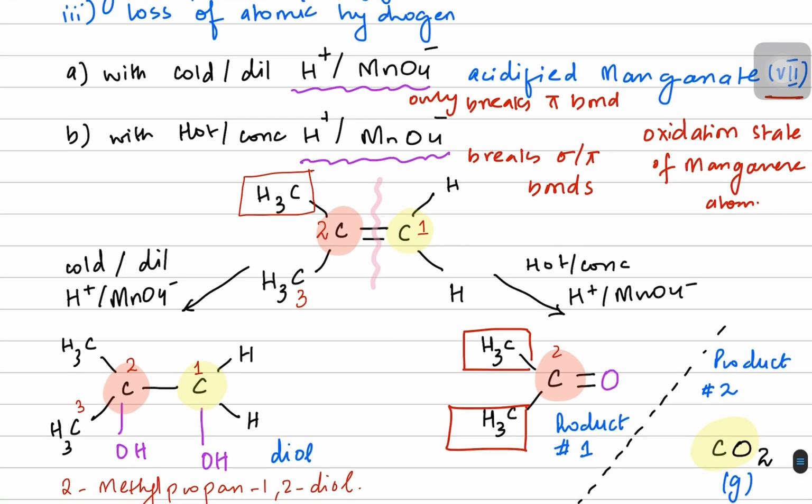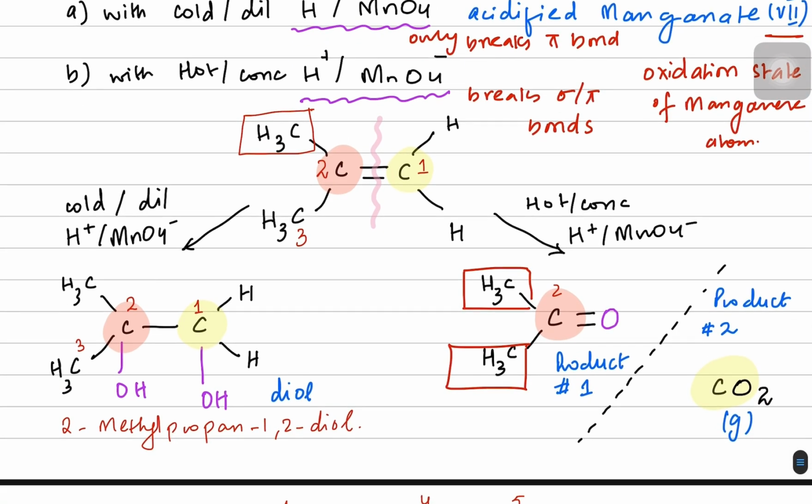With cold dilute manganate, we used to break down the pi bond and we used to add two hydroxyl groups. So technically the reactant is almost the same, but there is an addition of two hydroxyl groups on both carbons. But in the hot concentrated conditions, the sigma and pi bond literally split and the whole molecule breaks down into two portions.